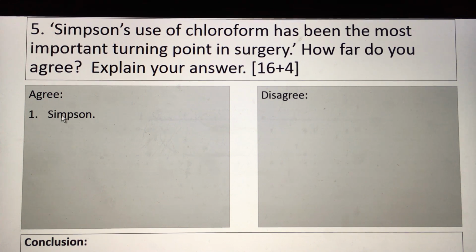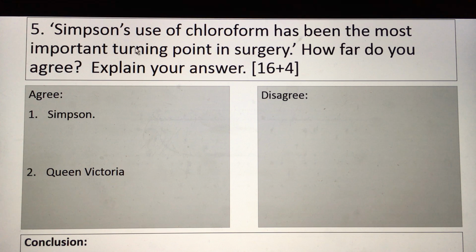So here we've got Simpson. We need to talk about his use of chloroform and why it was such a brilliant turning point in surgery. The fact that it eliminated pain and that surgery could be done for longer and more sort of deeper into the body. Okay, you're then going to provide another bit of knowledge that agrees with it. For example, Queen Victoria used chloroform with the birth of one of her children, and this massively increased the amount of people that use chloroform. Therefore, it was more trusted, doctors were using it more frequently, and it became a better drug for an anaesthetic.